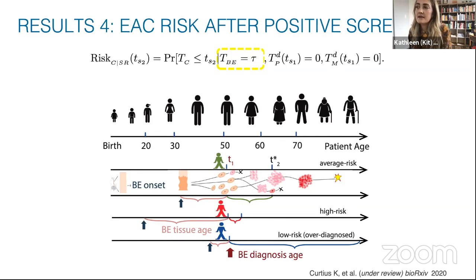And the nice thing about the modeling, again, is that if you actually knew that time, you could get a much more specific estimation of risk for a specific patient, rather than just knowing they were diagnosed at their chronological age. They might have differing onset ages, which means that they have different amounts of time that evolution could have been happening within that metaplastic tissue.